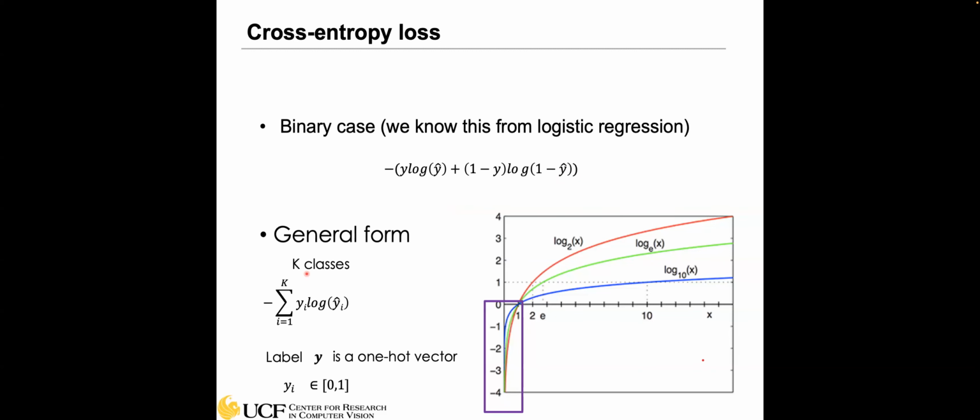Okay, so for the general case, if we have multi-class classification, we consider K classes. This is the general form for the cross entropy loss. Basically, you sum the probability of the ground truth for that sample, multiplied with the log of your prediction probability, over all the classes.